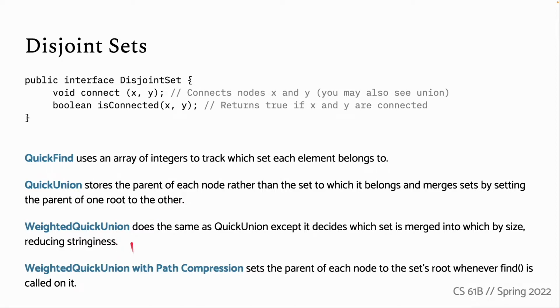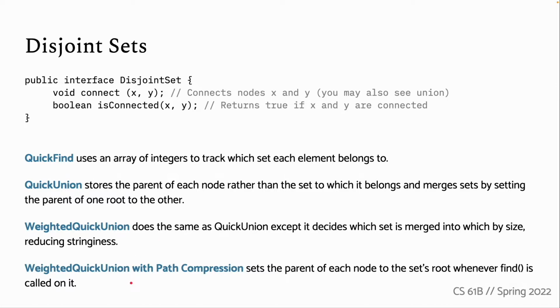Weighted quick union is the same thing as quick union, except it decides which set is merged based off of which thing is larger. And so the smaller of the two sets that you're combining will become merged into the larger. And if you look through lecture and things like that, you'll see that it makes things significantly faster.